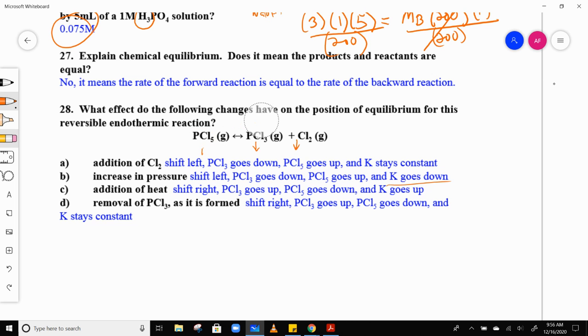Okay. Addition of heat. So this is an endothermic reaction. Endothermic means that heat is going into the reactant side. So I can treat it like a reactant. So if I increase the temperature, I add heat, that means that this goes up. So it's going to shift away from that. It's going to shift right. That means PCl5 is going to go down, and these are going to go up. Okay, and then that means K goes up as well because products go up. You're going to have more products. That's more on the numerator side. You get a larger K.